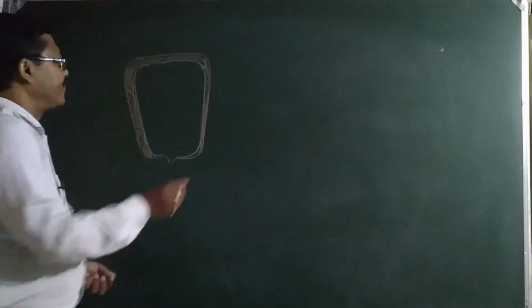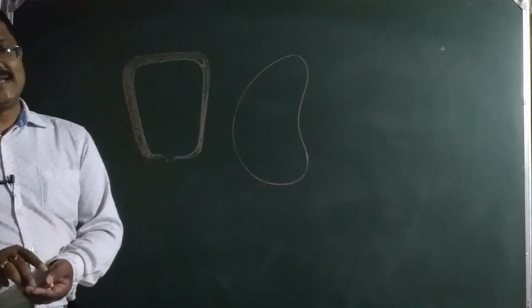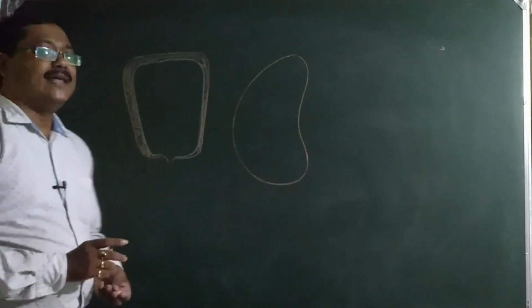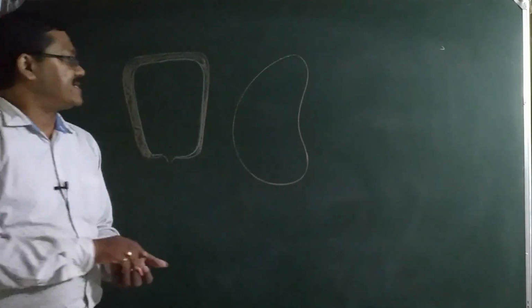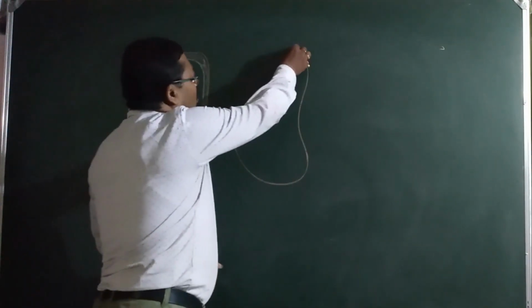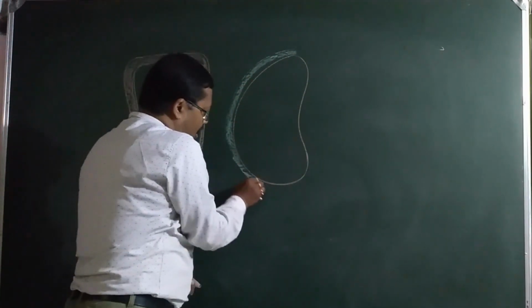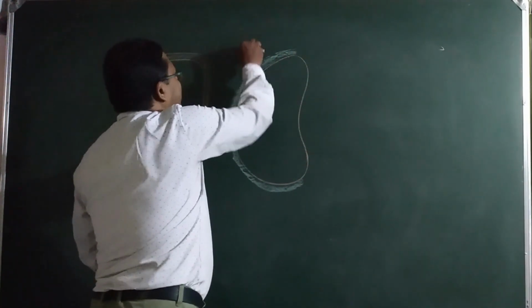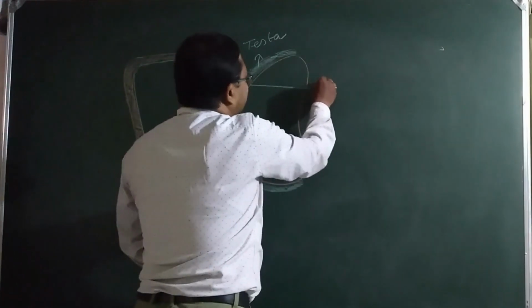But another seed is the bean seed. This is a kidney-shaped seed, generally found in leguminous plants. The bean is a legume plant. What is the structure of the bean seed? The bean seed has two coverings. The outer seed coat covering is called the testa, and the inner coat covering is called the tegmen.